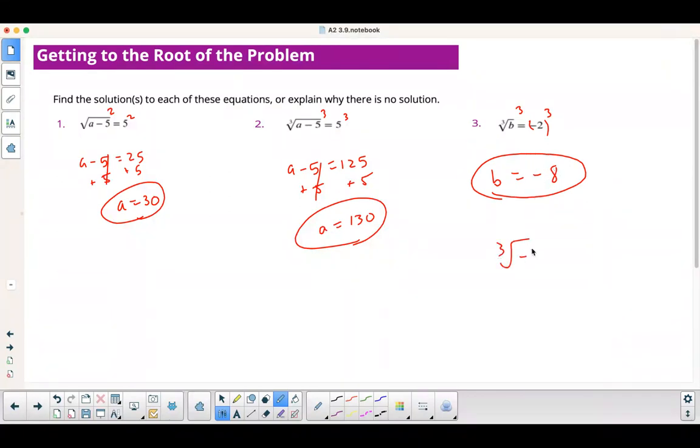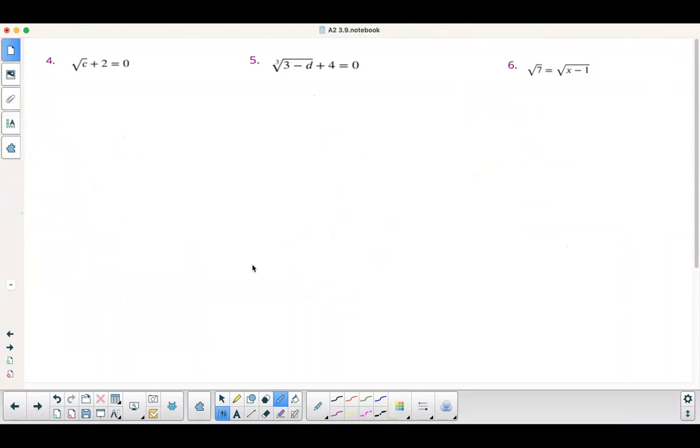If I plug this in, cubed root of negative 8 is equal to negative 2. We just did it on the last slide, so it checks out. Same thing here. Plug these in. Cubed root of 125, that's equal to 5. Square root of 25 is equal to 5. So now I have to do a little moving around of things, so I'm going to have to take this 2 over here.